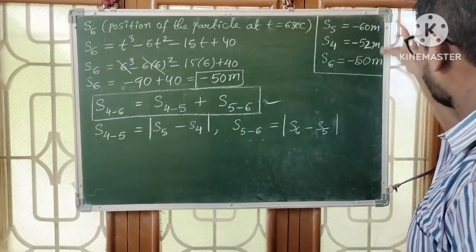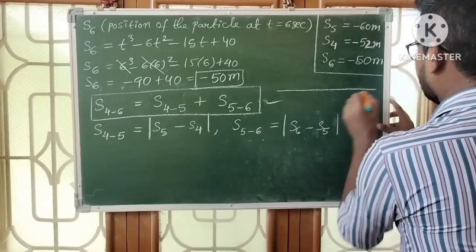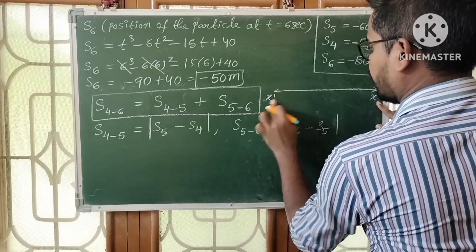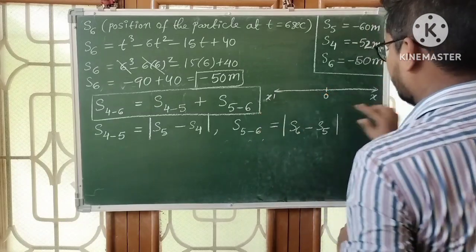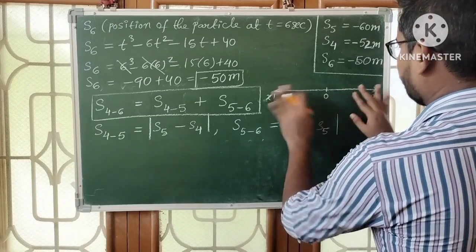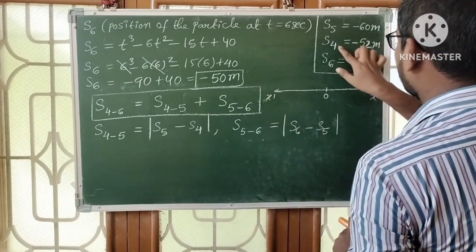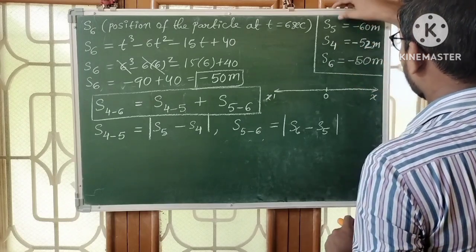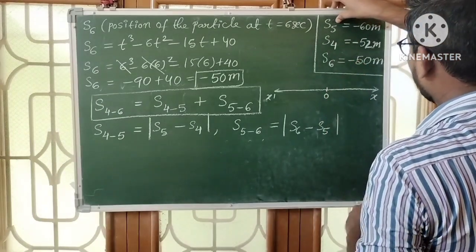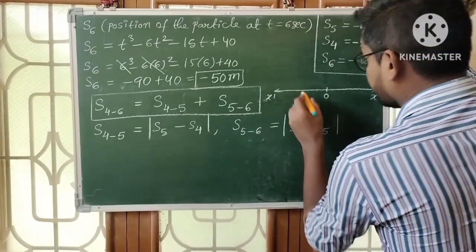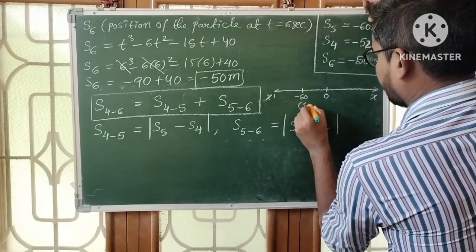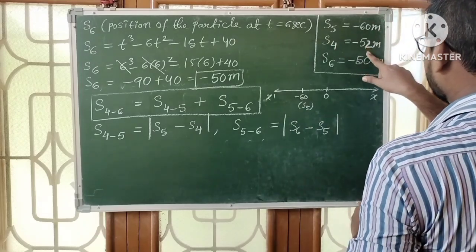So let us locate all these values on a number line. Suppose this is the number line, this is positive x and this is negative x, x dash, and this is my origin. The right side of the origin has positive values and the left side has negative values. First let us represent S5. Suppose the particle is at rest. So S5 means the rest position. S5 is equal to minus 60 meters. Suppose this is minus 60, S5.